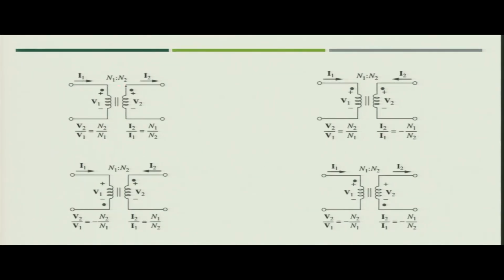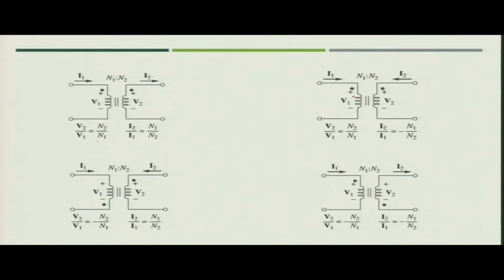In the first, if you see, V1 and V2 both are positive at the dotted terminal. So, we can say V2 by V1 is equal to plus N2 by N1. Now, since current I1 is going inside and current I2 is going outside the dotted terminal, I2 by I1 is also plus N1 by N2.